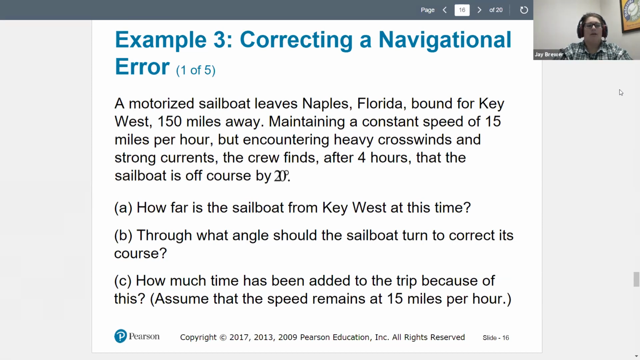So they want us to figure out how far is the sailboat from Key West at this time, through what angle should the sailboat turn to correct its course, and how much time has been added to the trip because of this. And then it says assume that the speed remains at 15 miles per hour.